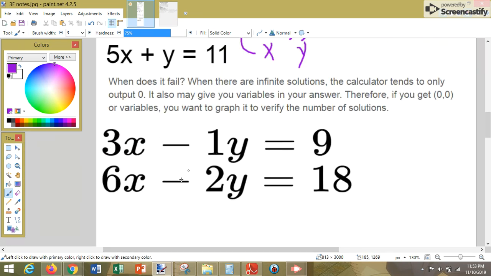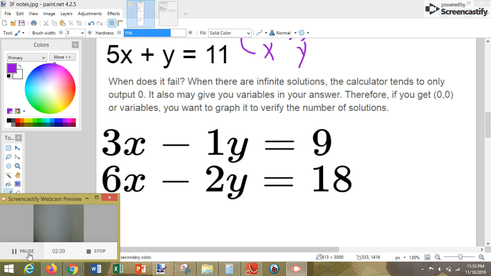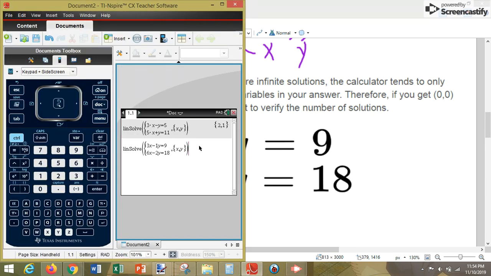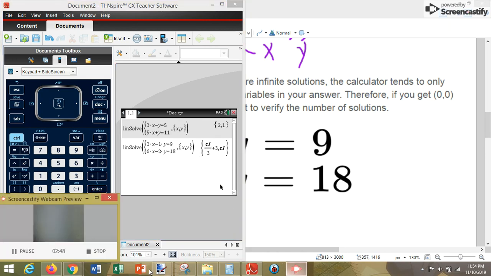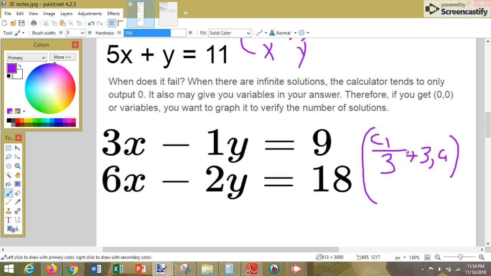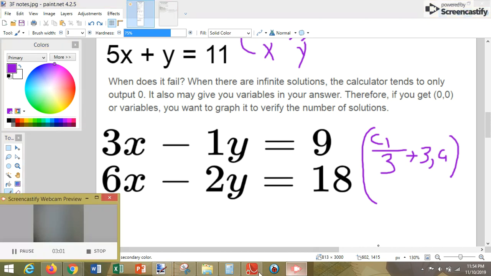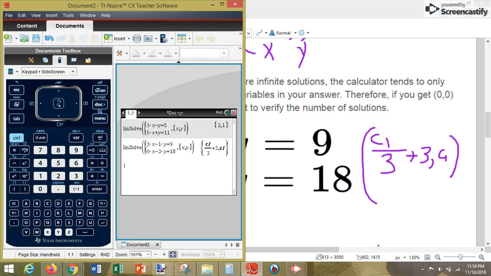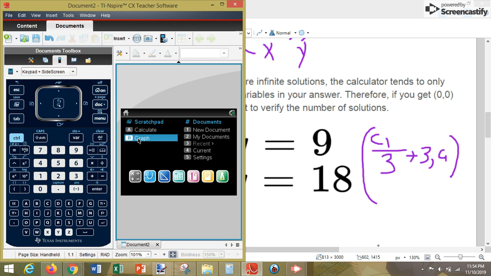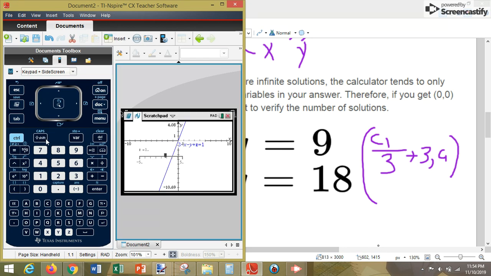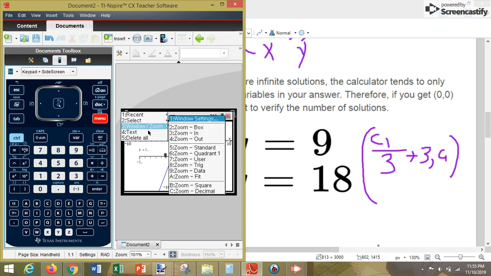Let's go ahead and put this in the calculator using LinSolve. So we put it in the calculator, press Enter. You get variables in your solution. We're not interested in these variables at this time. So we're going to go ahead and graph this to verify the number of solutions. To graph a system, you go to Graph. Let's clear all this out. Control Menu, delete all.